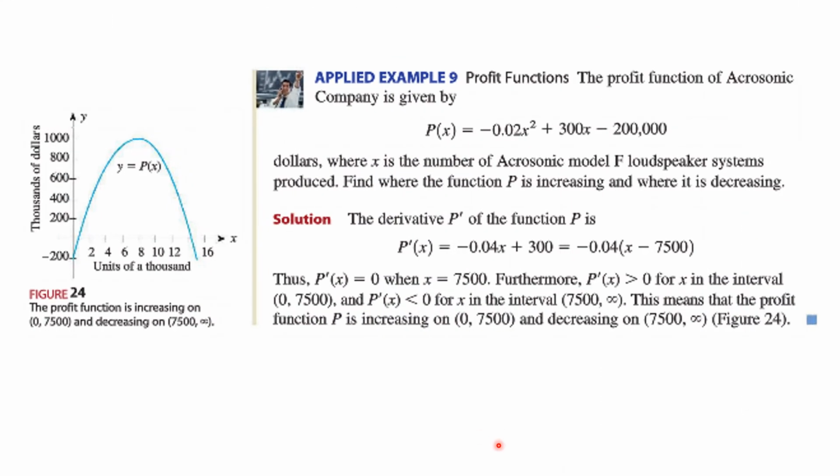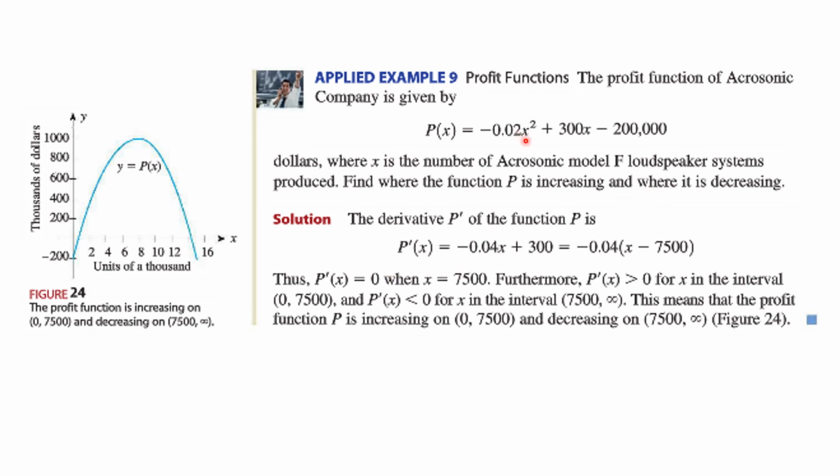Life is a word problem, and we do a lot of word problems. So here the profit function for this company is given by this equation. Y is the profit in dollars, and X is the number of models of these speakers that it produces. So find where the profit function is increasing and where it is decreasing.